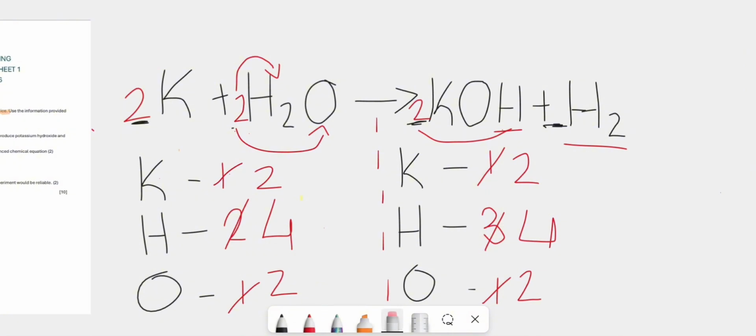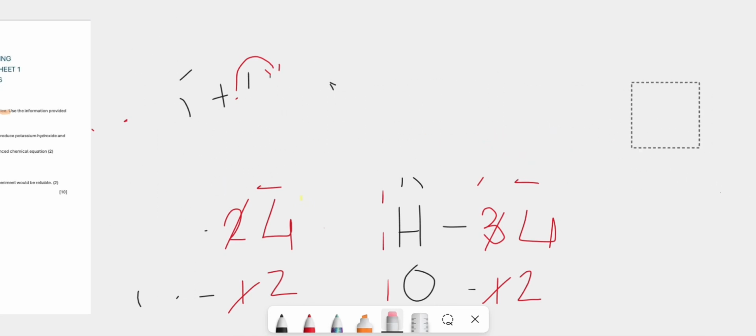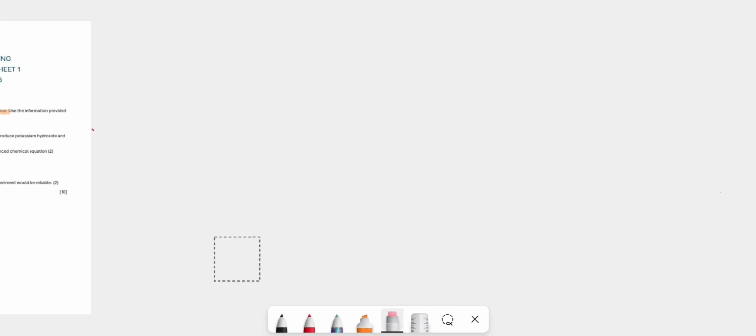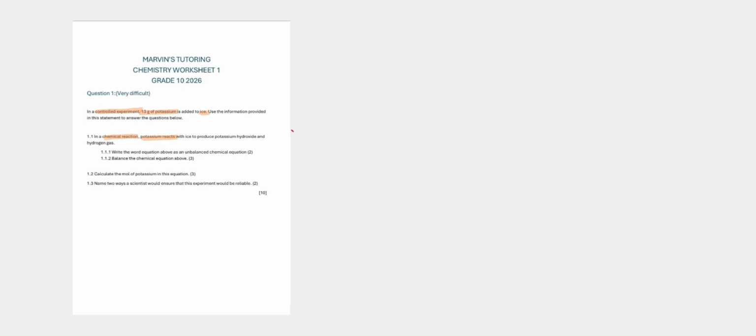The trick with this question was, if you didn't write down the equation correctly in the previous statement, so for 1.1.1, if you didn't write it down correctly, then you would have lost that mark automatically, because your equation would have been wrong. Therefore, you couldn't have balanced it properly.